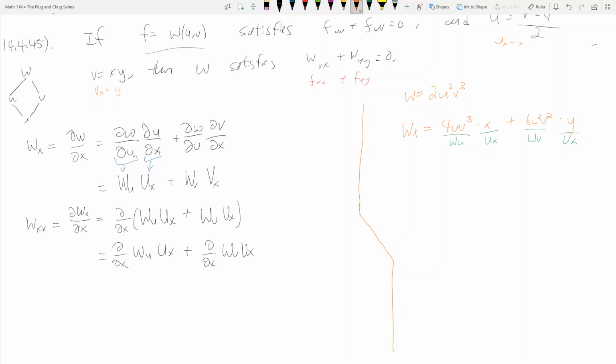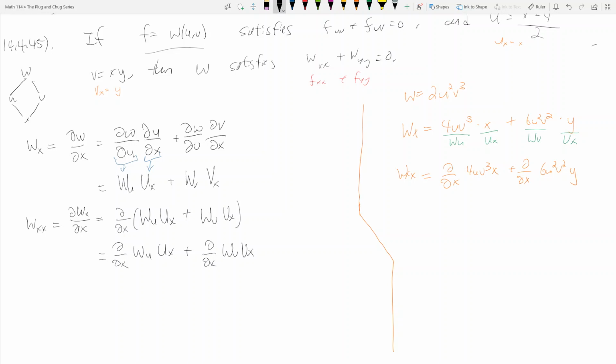So here, what would that look like? Here we're saying w sub xx is d dx of w sub u sub x, so that's d dx of 4uv cubed x, right? Plus d dx of 6u squared v squared y, okay?